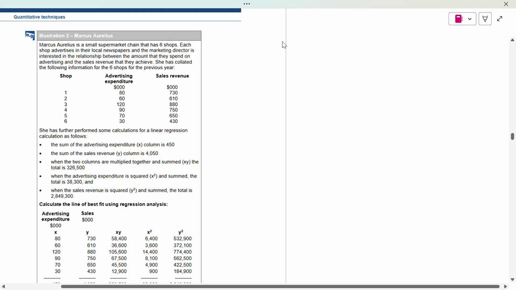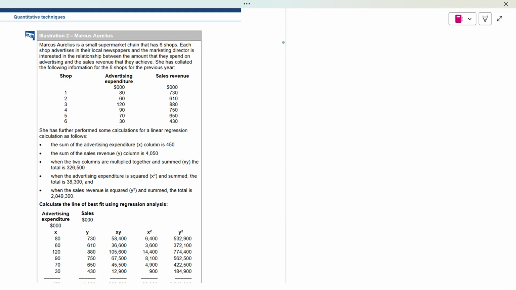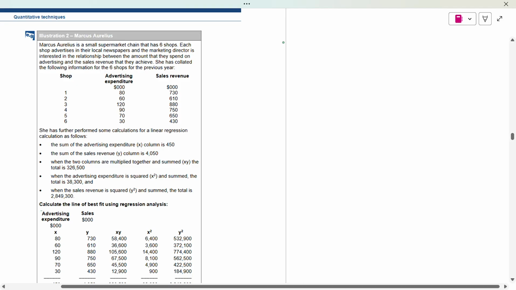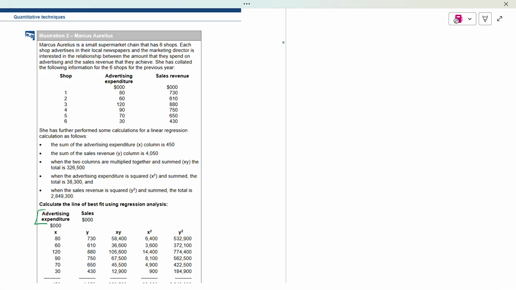Keep it in mind: they have given you the advertising expenditures, for shops 1, 2, 3, 4, 5. This is the advertising expenditure, X. Y is the sales revenue. Then X into Y, then X square, which is 80 into 80, and then Y square, which is 730 into 730.